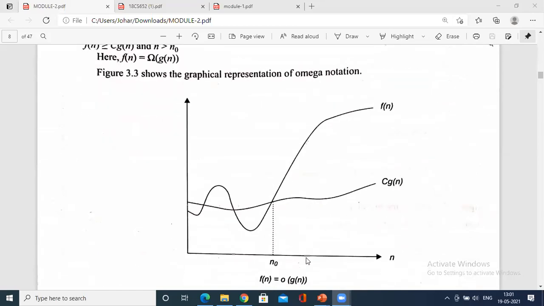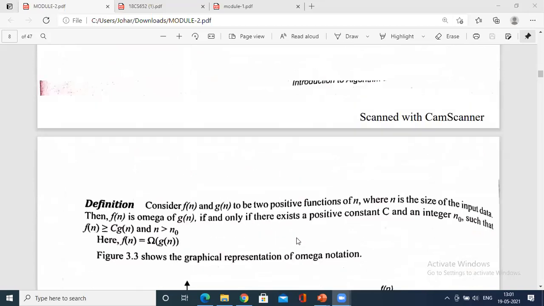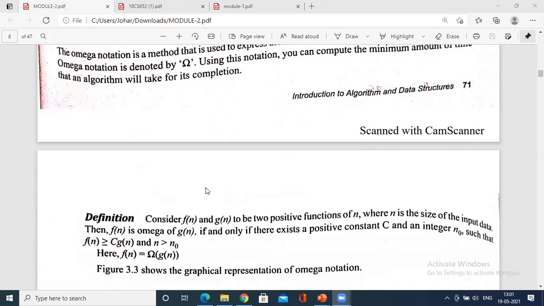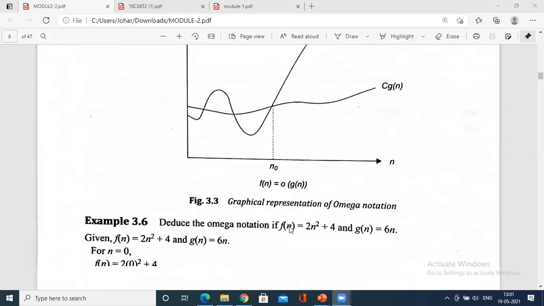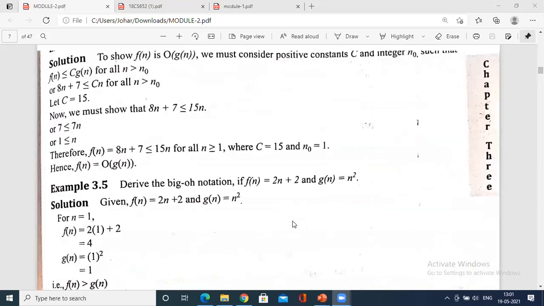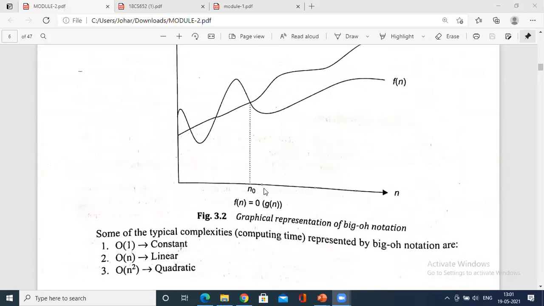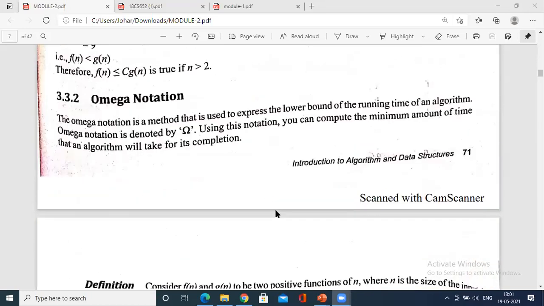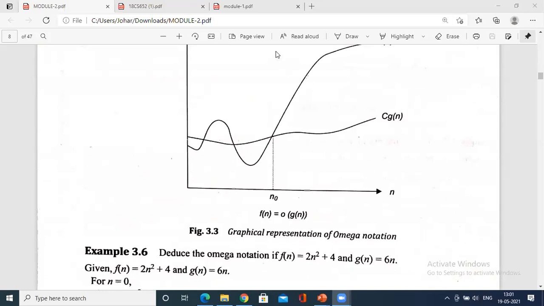So this is omega, omega of g of n. This is n naught. There's a correction: you should write omega of g of n, right?